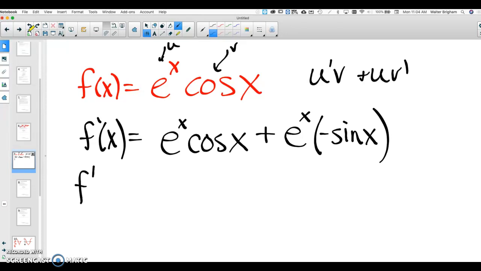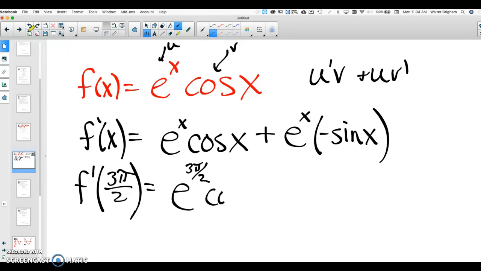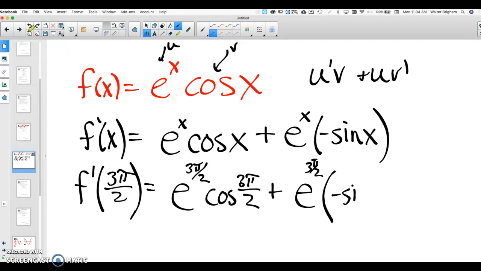They want f prime at 3 pi over 2. So Joe's just going to fill in that number. e to the 3 pi over 2, cosine of 3 pi over 2, plus e to the 3 pi over 2, in parentheses, minus sine of 3 pi over 2. You just have to fill in the numbers. They don't care if you work it out to a decimal or something simplified.